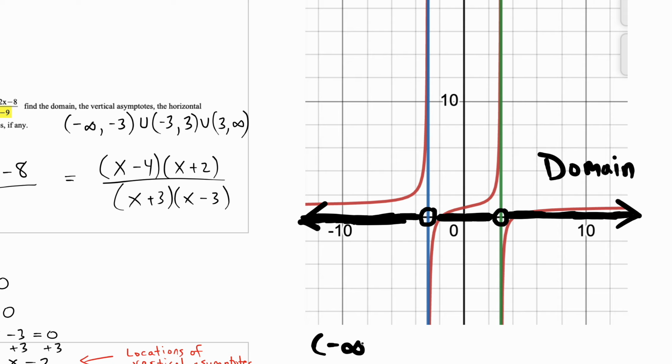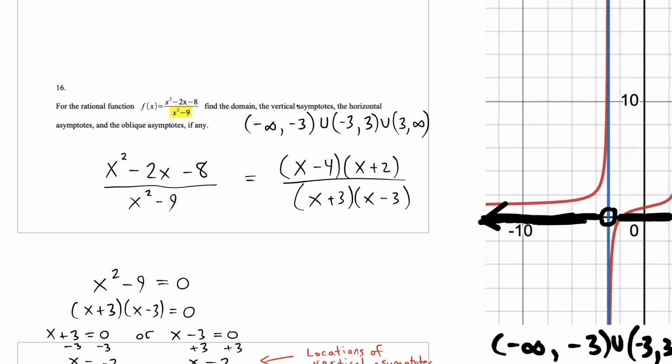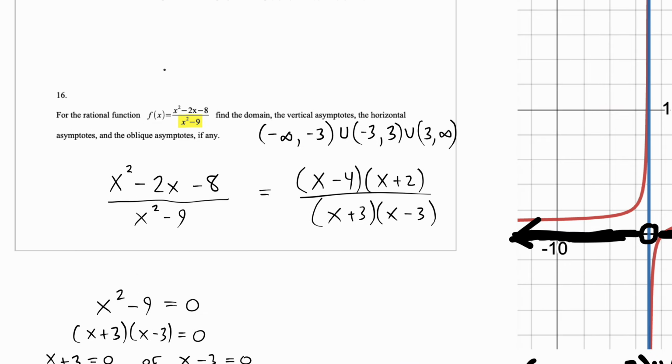From negative infinity to an x of negative 3, from negative 3 to positive 3, and then from 3 to infinity. There's nothing in the numerator that would restrict the domain. There wouldn't be any other problem other than just the denominator being 0. So that's the only thing that'll interfere with the domain.